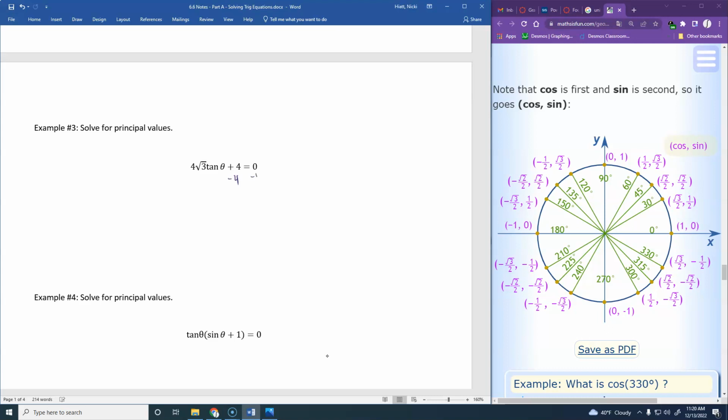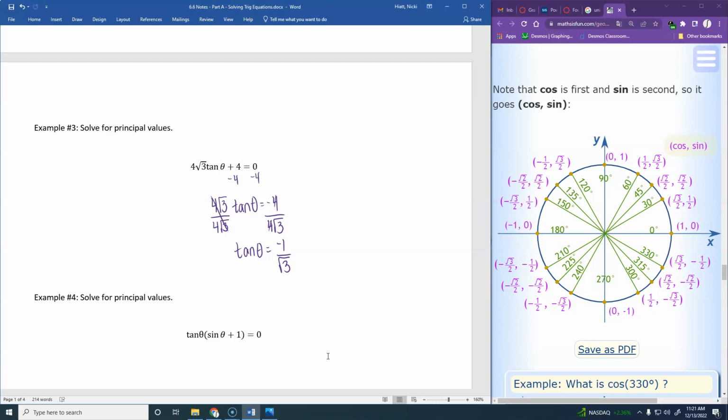So I'm going to subtract 4. So I got 4 square root of 3 tangent of theta equals negative 4. Then I will need to divide both sides by that 4 square root of 3. So tangent of theta is going to equal, the 4's are going to cancel, so I'm going to have negative 1 over the square root of 3. And you can rationalize it if you want. I don't know if we're going to need to or not. Tangent's not on our unit circle, though.